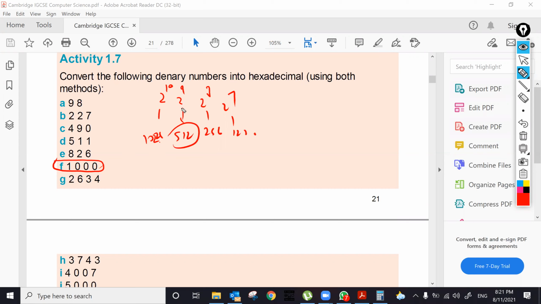Now you should know where your starting point is. This is 2 to the power 9. Then we put 1. That means you are adding 512 already. Then 256. 512, 256. What's the value? 8, 6, 7.